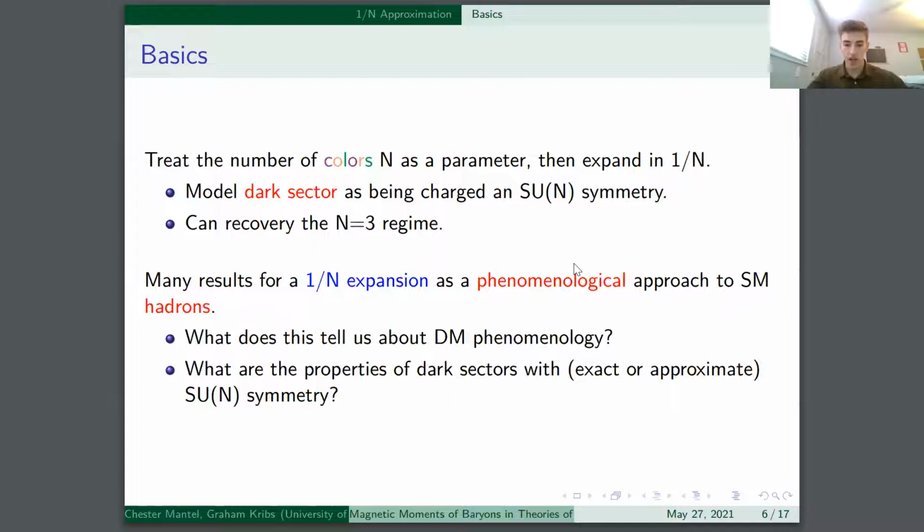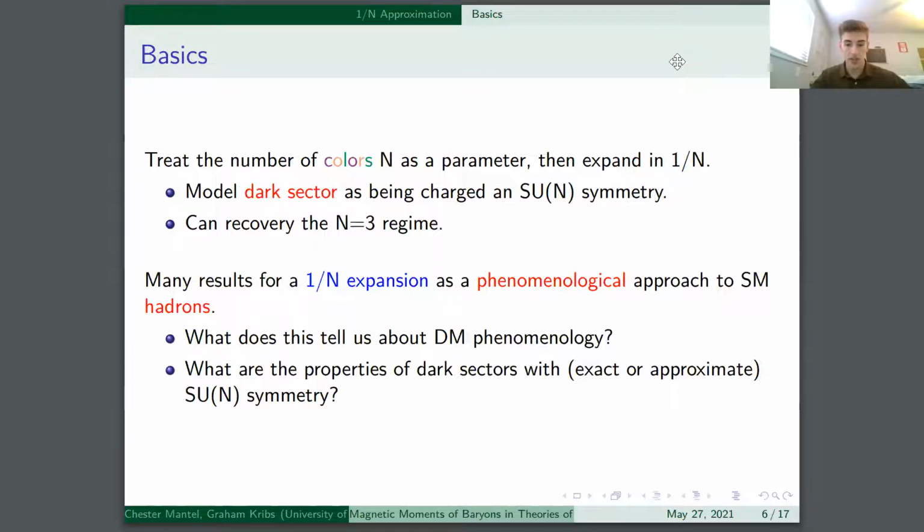And then the phenomenological approach that I'm talking about here is just, you could view the 1/n expansion as a pure mathematical trick that can incidentally give you some results that are actually physically accurate and that you could then measure. One of the important things here is that it actually simplifies calculations greatly. So having this as a phenomenological tool, it allows you to carry out calculations that you would otherwise not be able to do. Now, we can use those phenomenological results from standard model hadrons applied to dark matter.